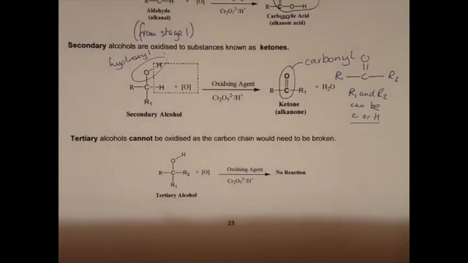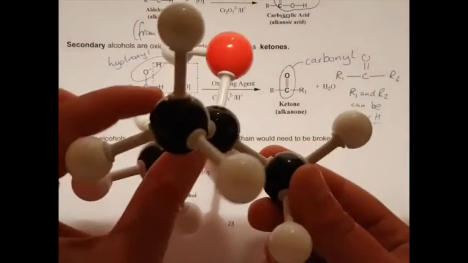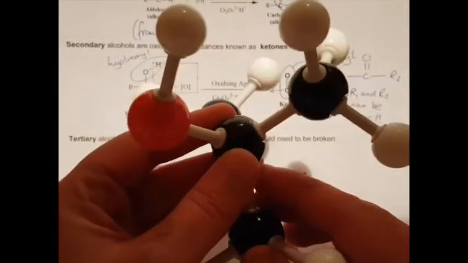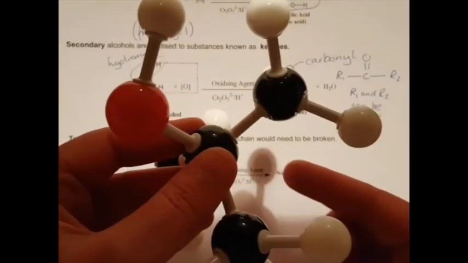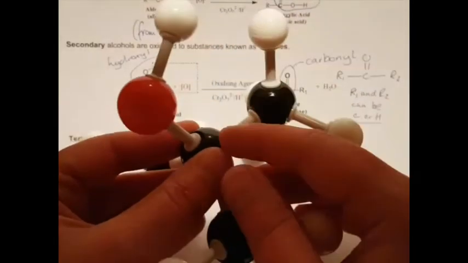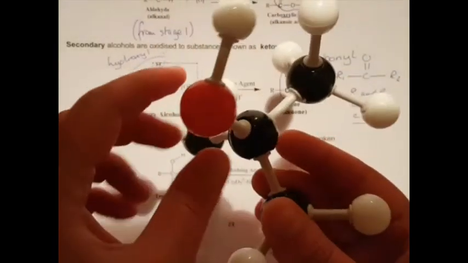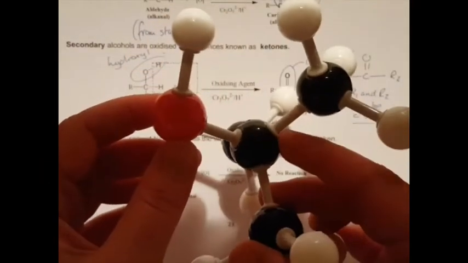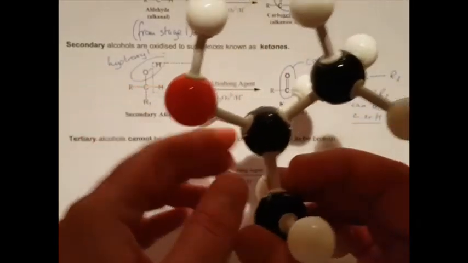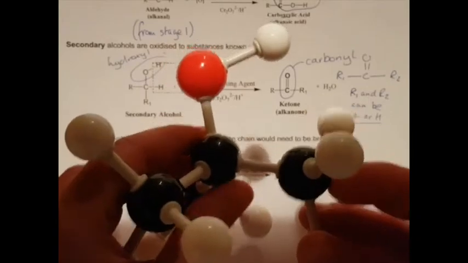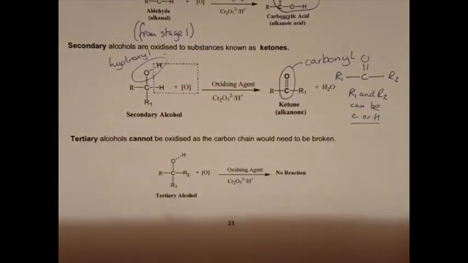And this is because the carbon chain would need to be broken. So in our tertiary alcohol, the carbon that's bonded to the hydroxyl group is bonded to 3 other carbons. So it doesn't have this hydrogen, which in the oxidation of primary and secondary alcohols gets removed along with the hydroxyl hydrogen to form water. So for a tertiary alcohol, we would have to break the carbon-to-carbon bonds, which tends to be less favourable when it comes to hydrocarbon molecules. So a tertiary alcohol cannot be oxidized.